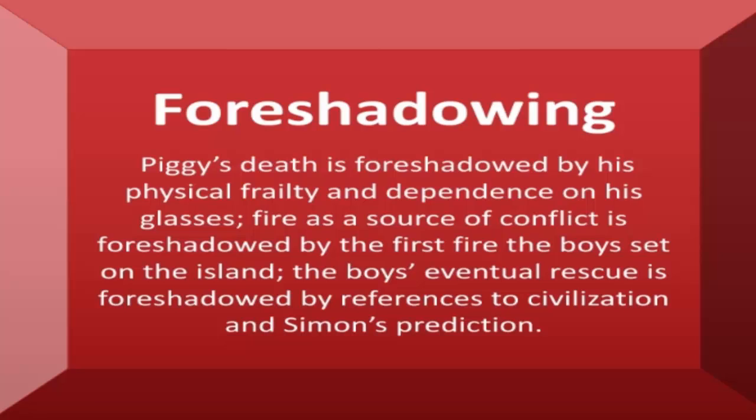Foreshadowing: Piggy's death is foreshadowed by his physical frailty and dependence on his glasses. Fire as a source of conflict is foreshadowed by the first fire the boys set on the island. The boys' eventual rescue is foreshadowed by references to civilization and Simon's prediction.